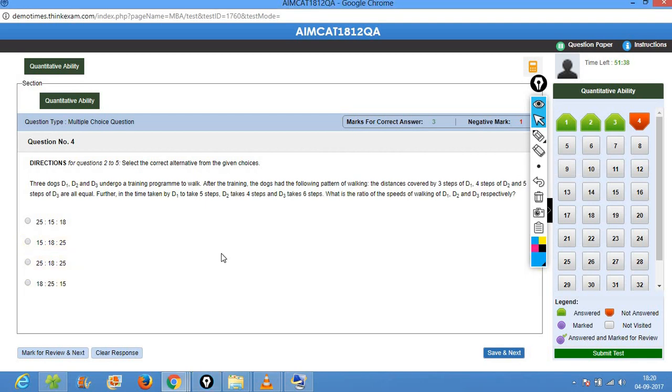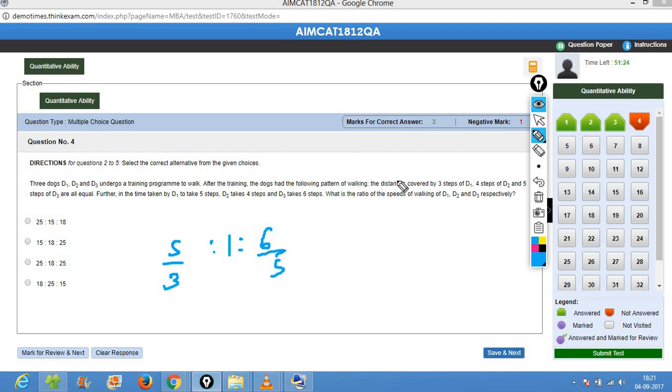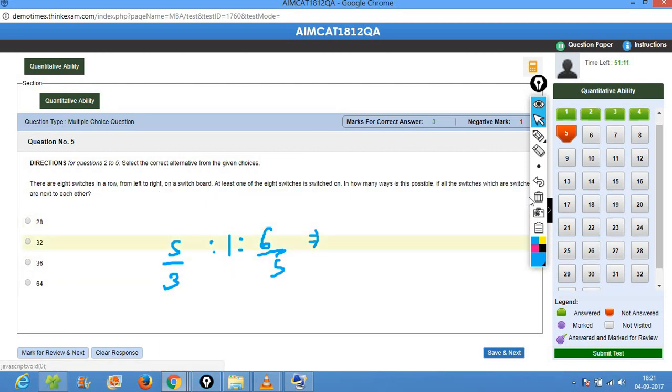Like this number is 5 upon 3. If I do it this way, 5 upon 3, D2 takes 4 steps and 4 steps here, ratio 1, and the next one is 6 upon 5. How much? 5 into 5, 25. This is 3 into 5, 15. 6 into 3, 18. Yeah. Ratio can help out, no? Instead of assuming some values.